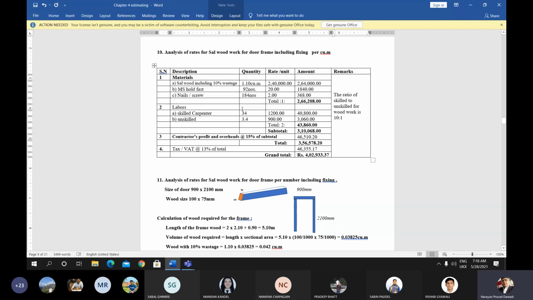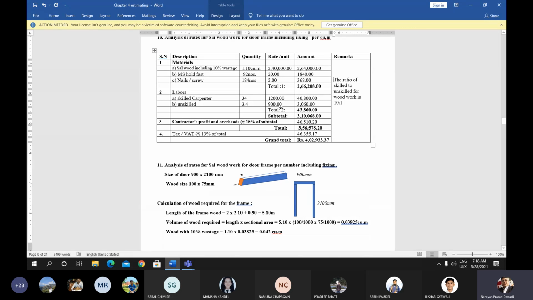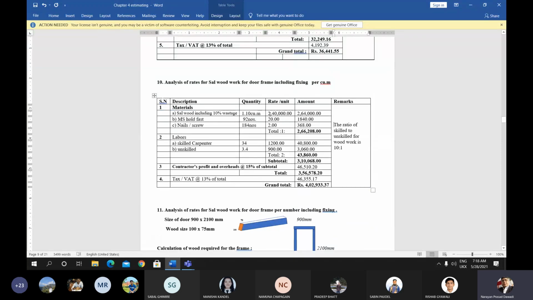If you know the quantity of skilled manpower, you can find automatically the quantity of unskilled manpower by dividing it by 10. This is only for the frame. The size of the frame is taken as 900 by 2100 mm. This size is taken, and the wood size of 100 by 75 mm is considered for the analysis of rates in terms of the cubic meter.